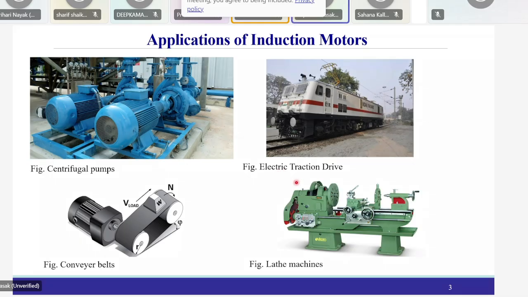So the electric traction drive system, if you talk about, like here, this is a single phase system. You take power from the single phase supply, and then it is rectified. And after rectification, it again uses a variable frequency drive, VFD, to control the speed and torque of the motor.